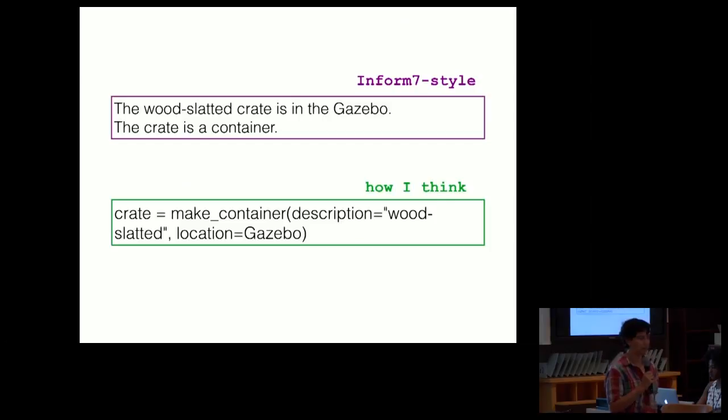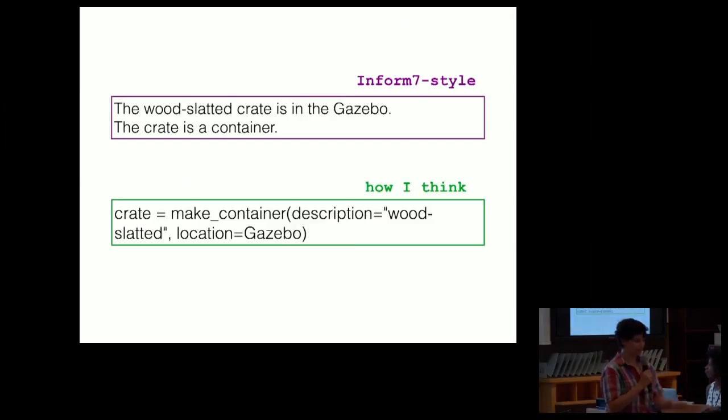So this is some actual Inform 7 code that I grabbed from the docs. It says the wood slatted crate is in the gazebo. The crate is a container. And to me, this reads like an English description of a scene that you might read in a book or something, which is great. But that's not how I think about building things when I program.